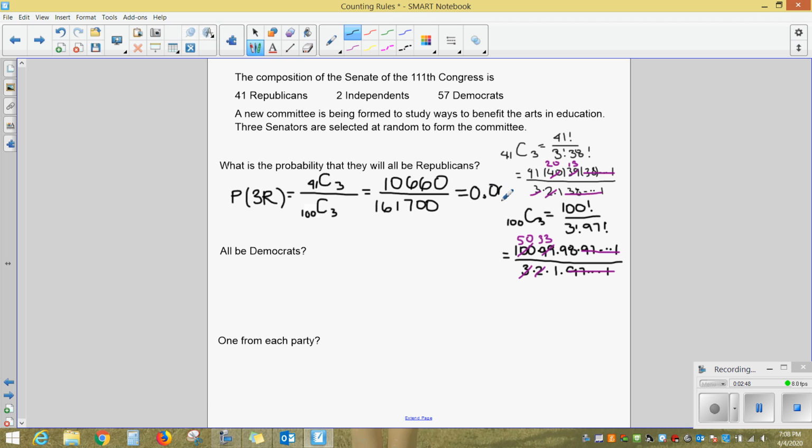To 3 decimal places, if I can squeeze it in, you get 0.0659. That's what my calculator says.